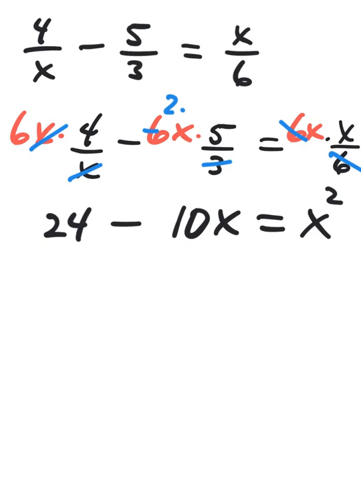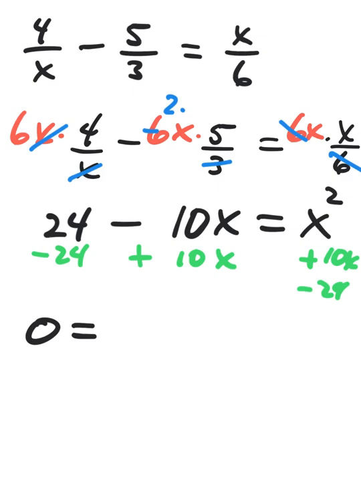Now this introduces an x squared term, and like the last example, that's called a quadratic equation. If we move all terms to one side, I'm going to take off 24 and add a 10x. So I'm going to do plus 10x and a minus 24. What that does is that zeroes out one side. So I've got on the right side of the equation x squared plus 10x minus 24.